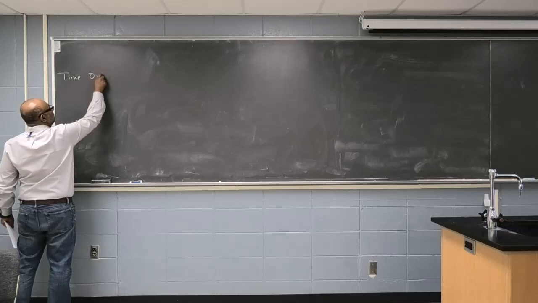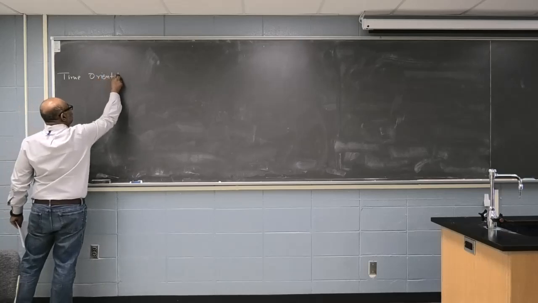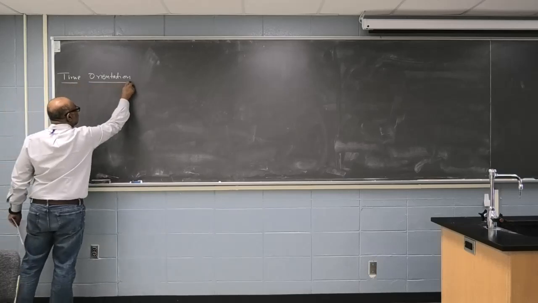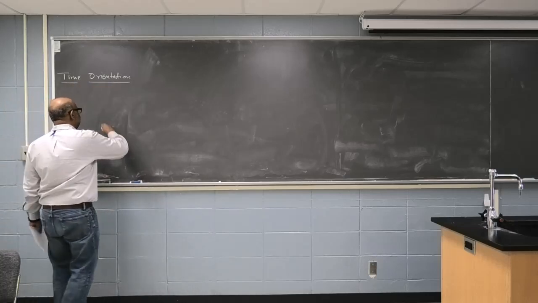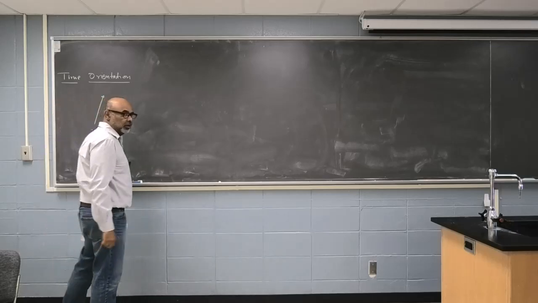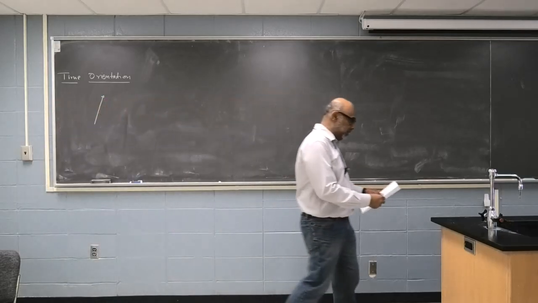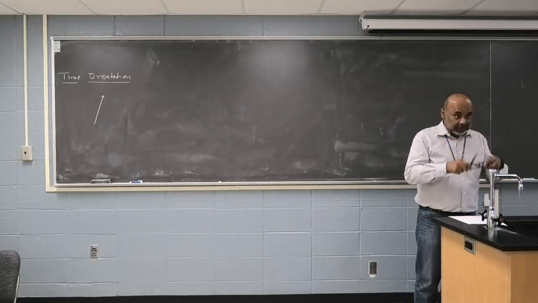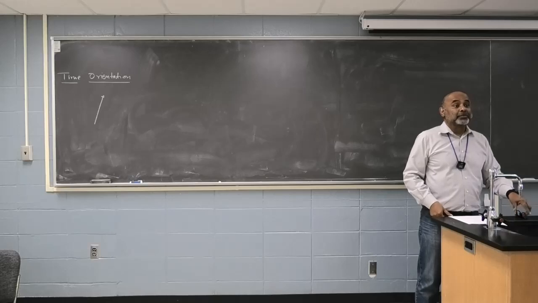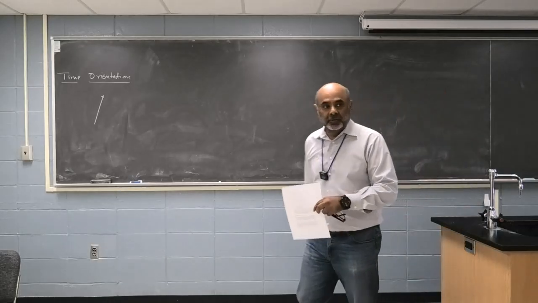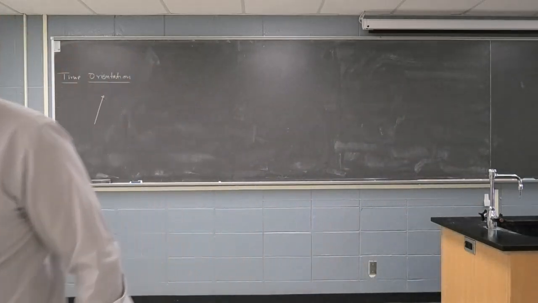Time orientation. So if you have a vector, a time-like vector, we talked about what it means for a vector to be time-like. What does it mean for a vector to be time-like? Slower than the speed of light. Yeah, slower than the speed of light. But from a very calculational sense, what does it mean for a vector to be time-like?